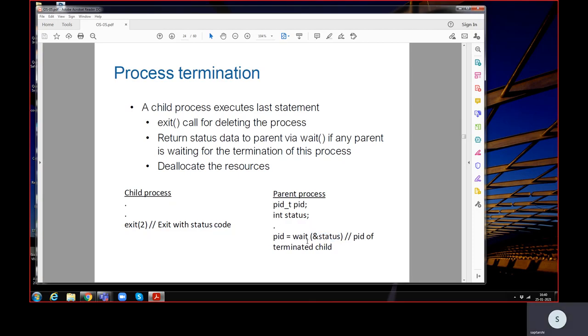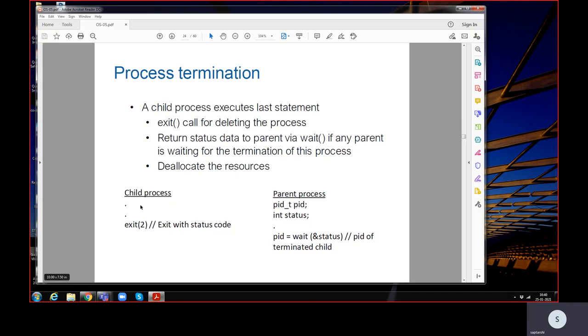Again, wait wants to inform the parent two things. There is no way in C by which a function can return two things. Therefore, one information is returned, which is the process ID of the child that was terminated. The second is the status code with which that child exited. Now, the status code has several implications.